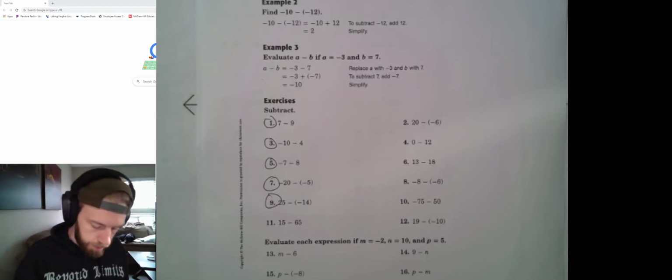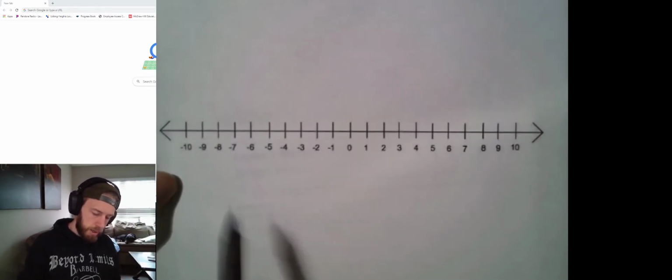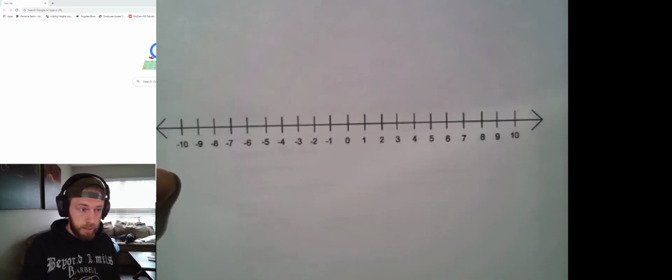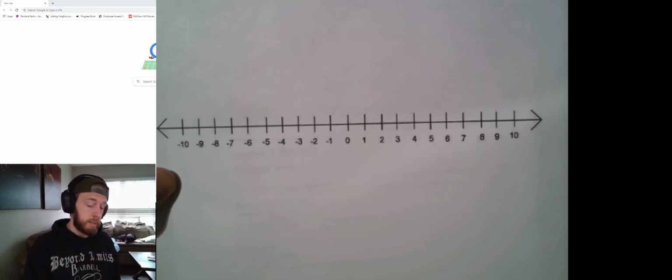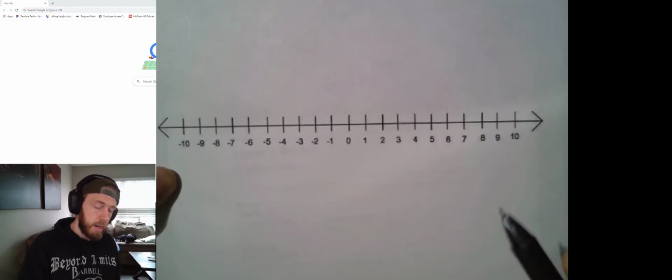Welcome back. Hopefully you did them. Let's go through these really quick. 7 minus 9. If I'm going to use a number line here, I could just do 7 and then subtract 9. I know it's going to go in the negatives because 9 doesn't subtract from 7. So it's going to take us into the negative. So 7 minus 1, 2, 3, 4, 5, 6, 7, 8, 9. Take me down to negative 2 for number 1.